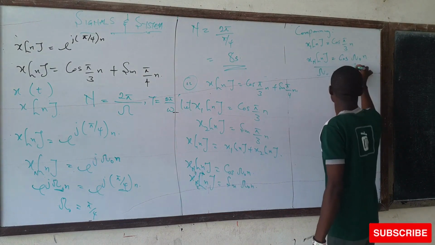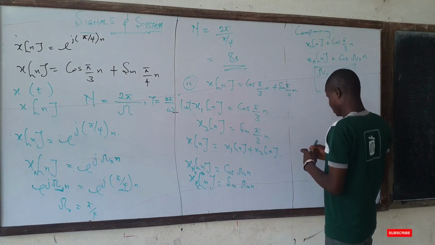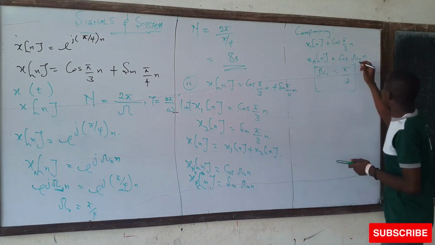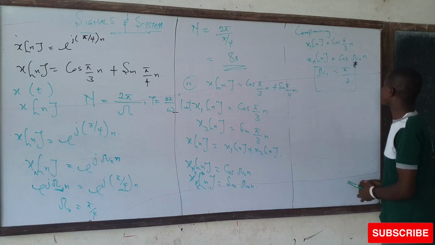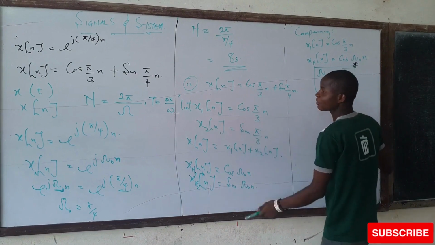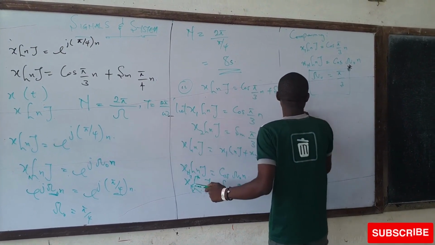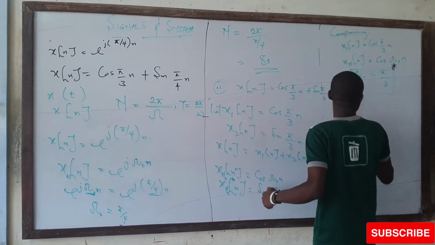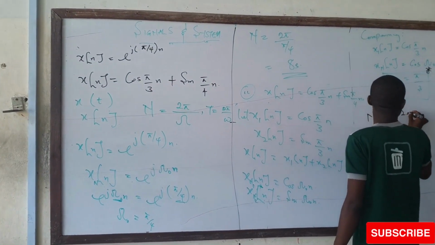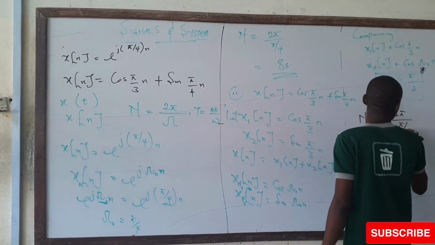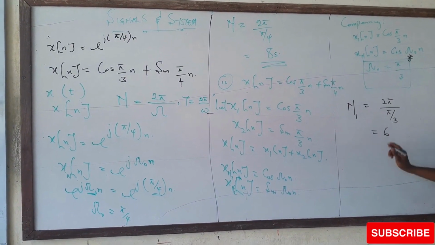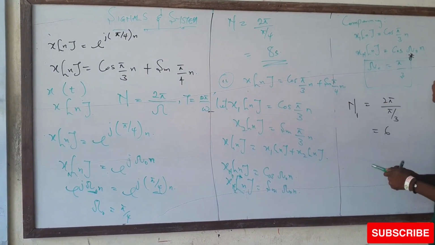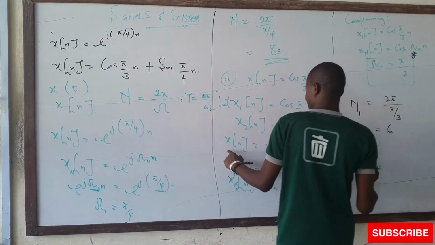Now I will keep this. So this is going to be my omega naught of pi over 3. Now using this same formula, I can get my capital N1. My N1 is now going to be 2 pi over pi over 3. This is 6.